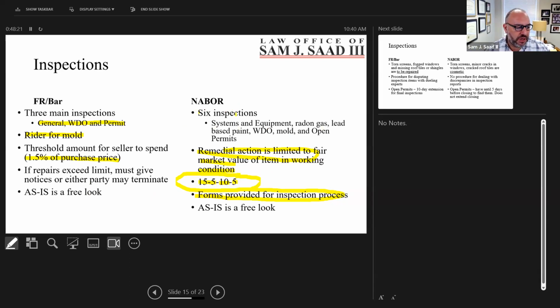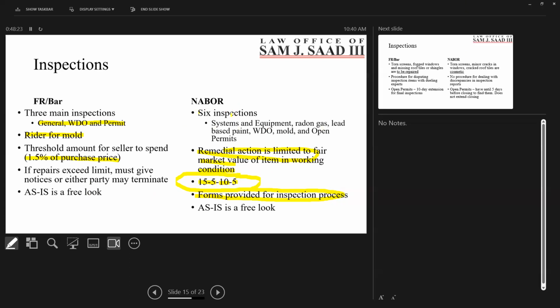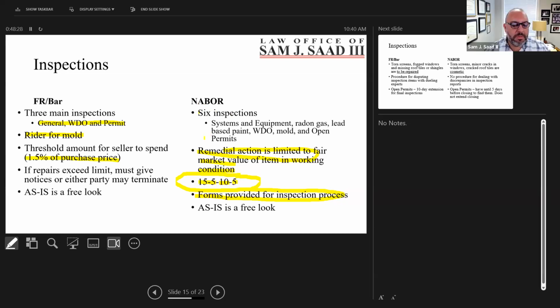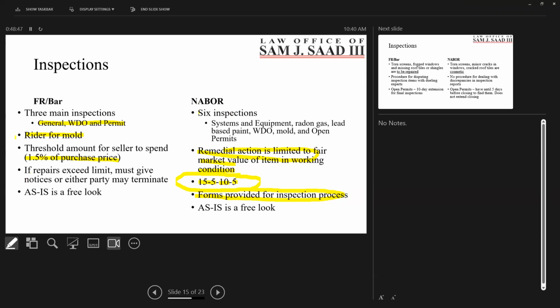Kayla, did you have a question? Yeah, so that's for as-is and the standard on the 15-5-10-5. As-is is a free look for both contracts during the inspection period. So if you've got a FRBAR or a NABOR as-is contract, the buyer can terminate for any reason or no reason during the inspection period. After that, they're locked in. Okay, thank you.